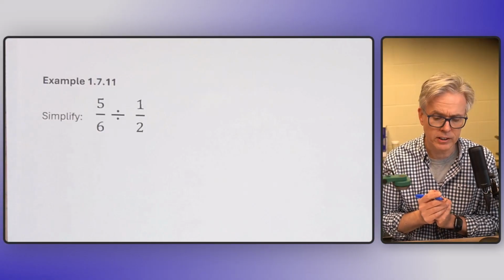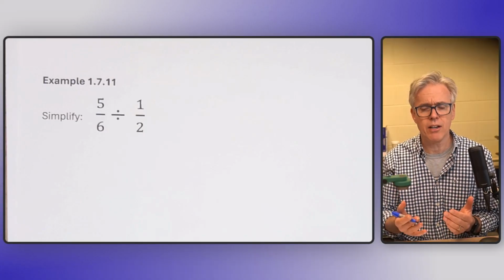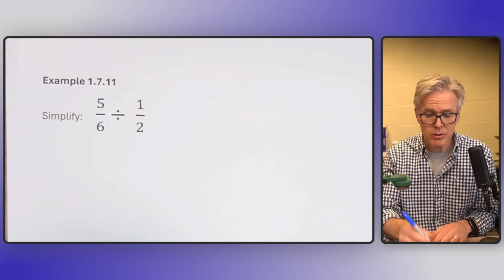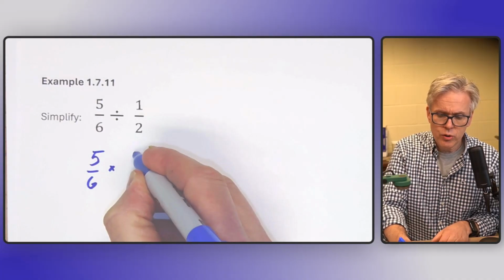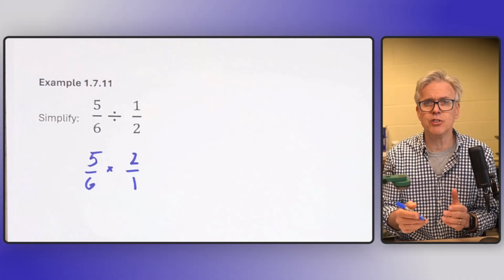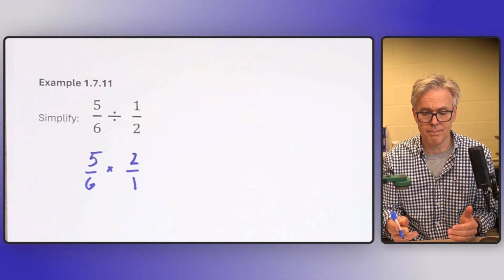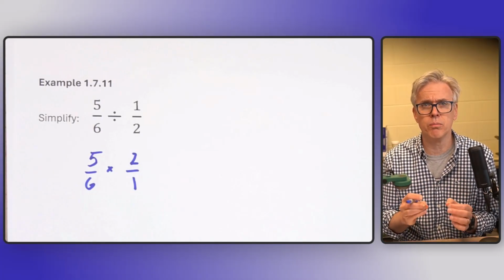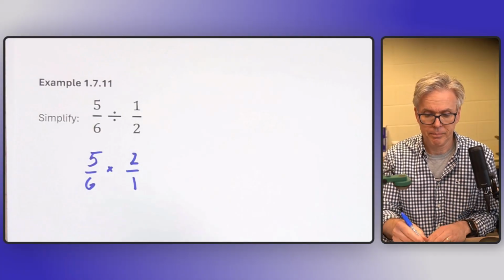Okay, let's look at our next example: 5/6 divided by 1/2. My first thing when I do these, and I'm pretty good at these, is to convert and rewrite it as 5/6 times 2 over 1. I will not try to do division like that in my head. I'll convert it to multiplication every time. This will be particularly important when we start having algebraic fractions, with variables in there.